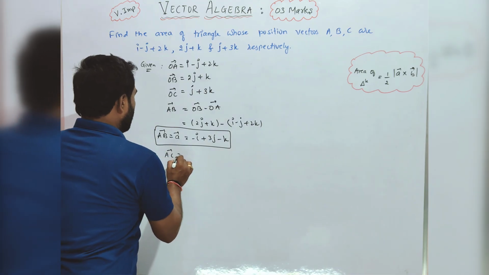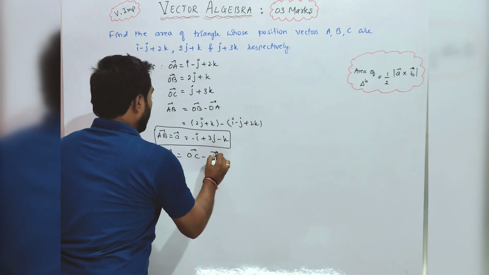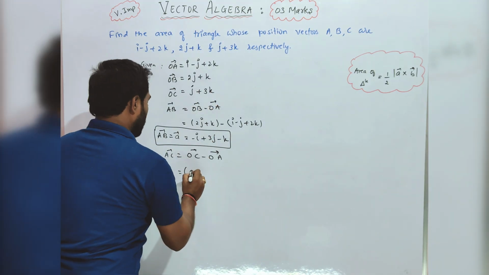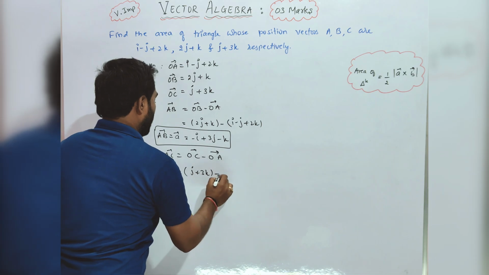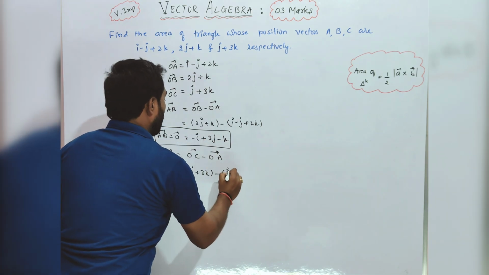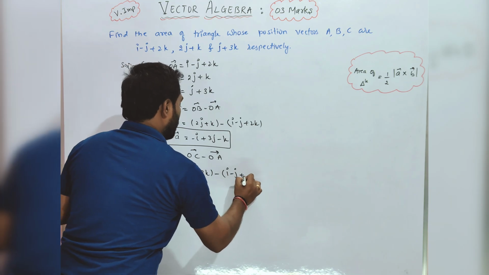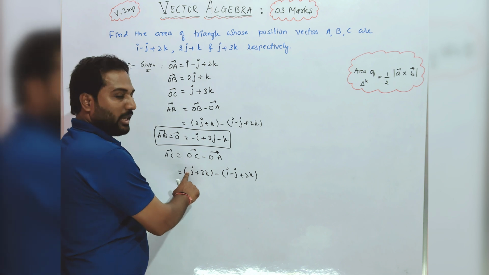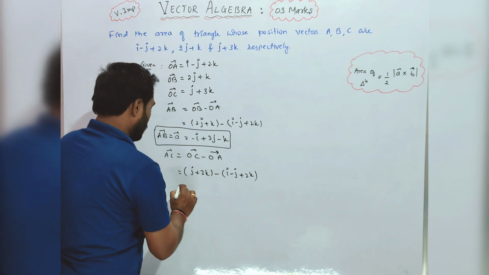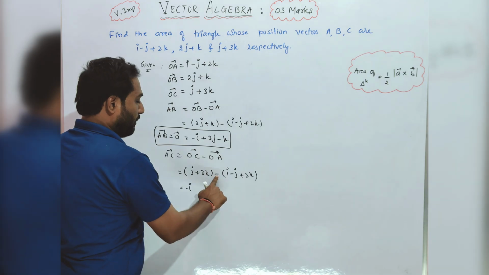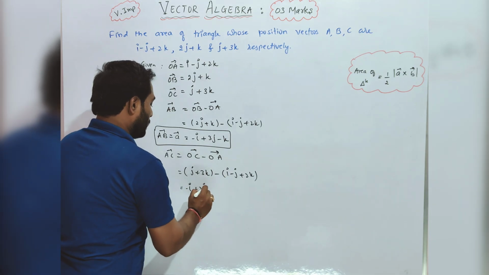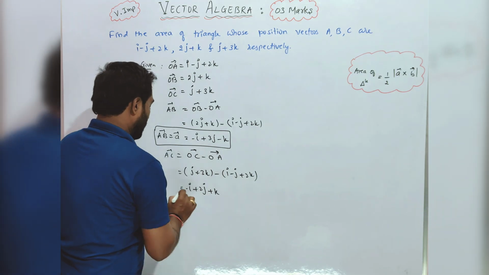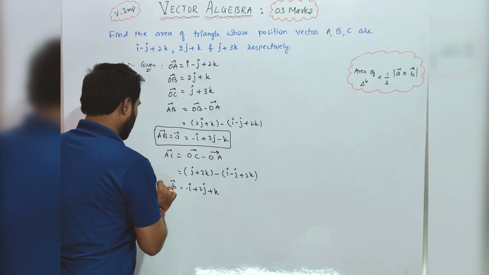Similarly, we need to find AC as OC minus OA, second vector minus first vector. So what is OC here? j plus 3k minus OA, which is again the first one, i minus j plus 2k. Just subtract according to the previous. There is no i here again, 0 minus i, so this is again minus i. Then plus j, minus minus plus, so j plus 2j is 3j. 3k minus 2k is plus k. So this is, let us say, b.